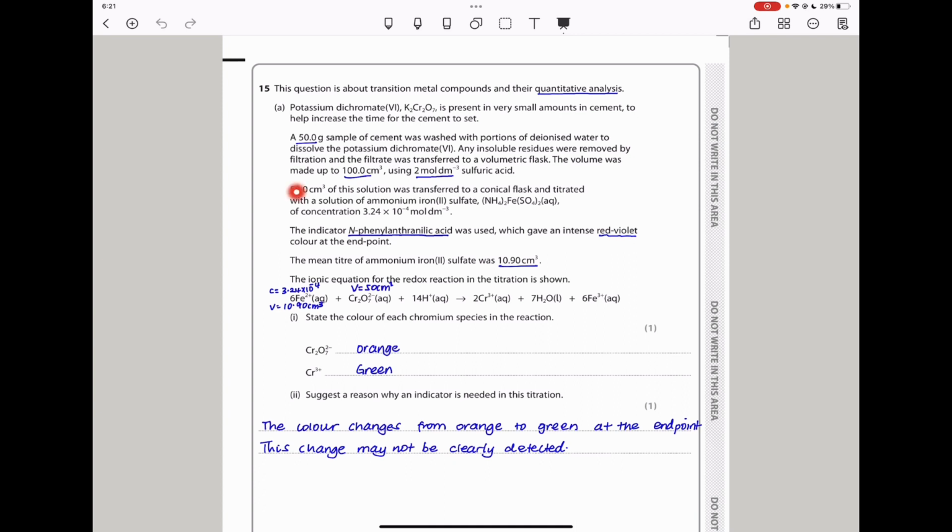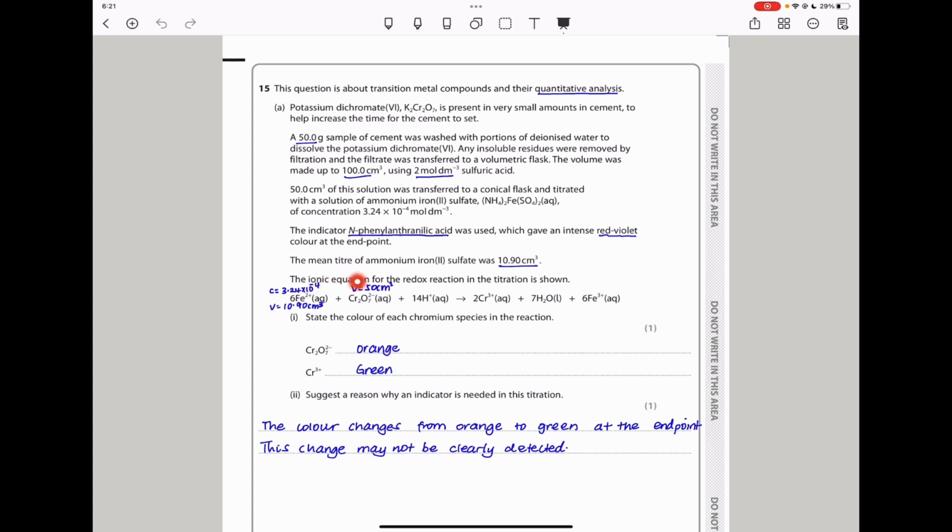They continue to say 50 cm³ of this solution was transferred to a conical flask and titrated with a solution of ammonium iron(II) sulfate, of concentration 3.24 × 10⁻⁴ mol per dm³. They say the indicator, N-phenylanthranilic acid, was used, which gave an intense red-violet color at the end point. The mean titre of the ammonium iron(II) sulfate was 10.90, so this is the volume used from the burette.